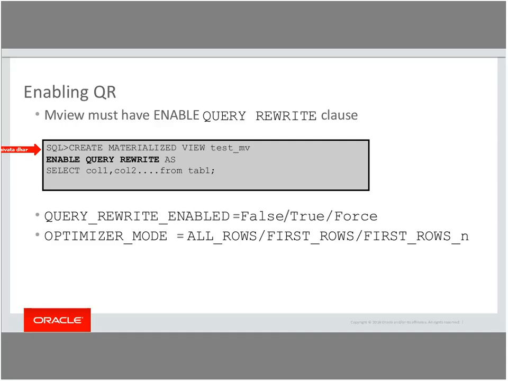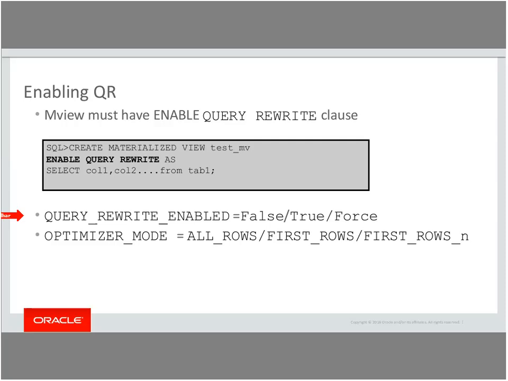Alternatively, we can create the materialized view and later alter it to have the enable query rewrite clause. If the clause is not specified and the materialized view is not altered to have this particular clause, it will never be eligible for query rewrite. The other parameter that is used to enable query rewrite is the query_rewrite_enabled parameter, which can have the value of false, true, or force.